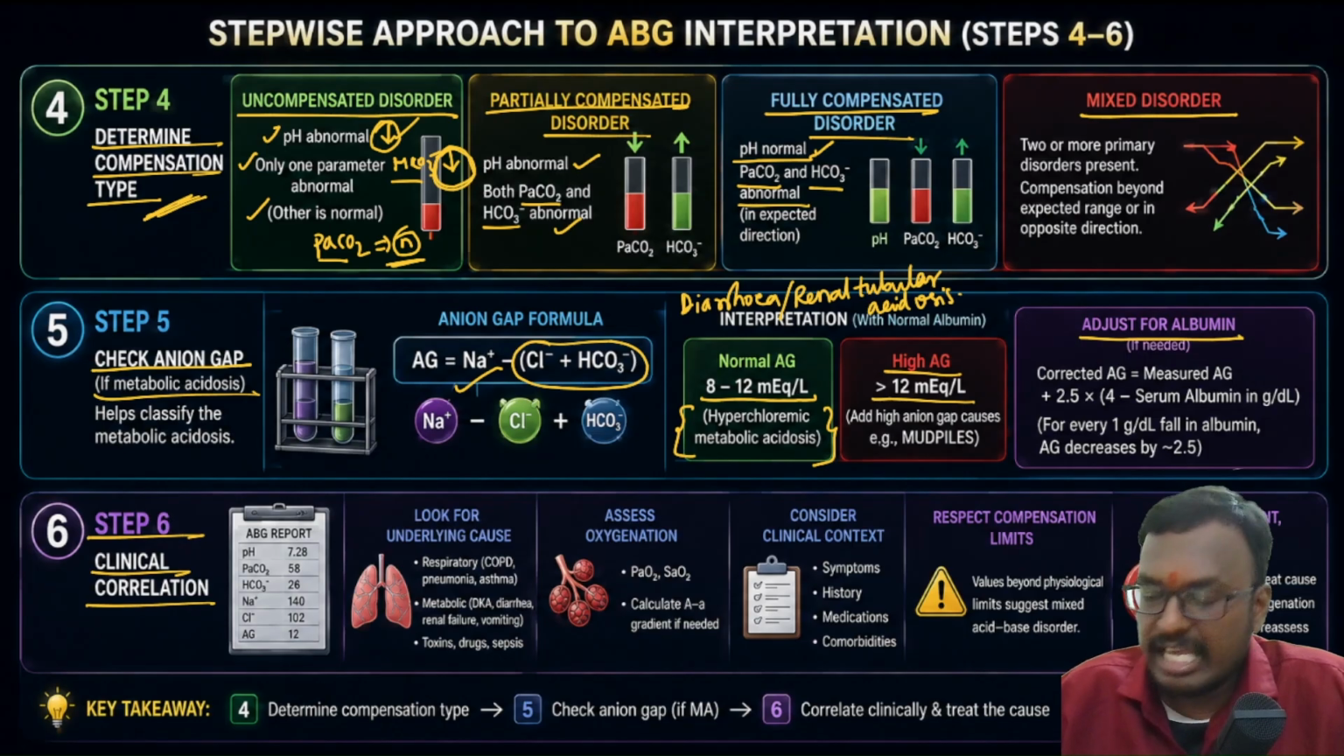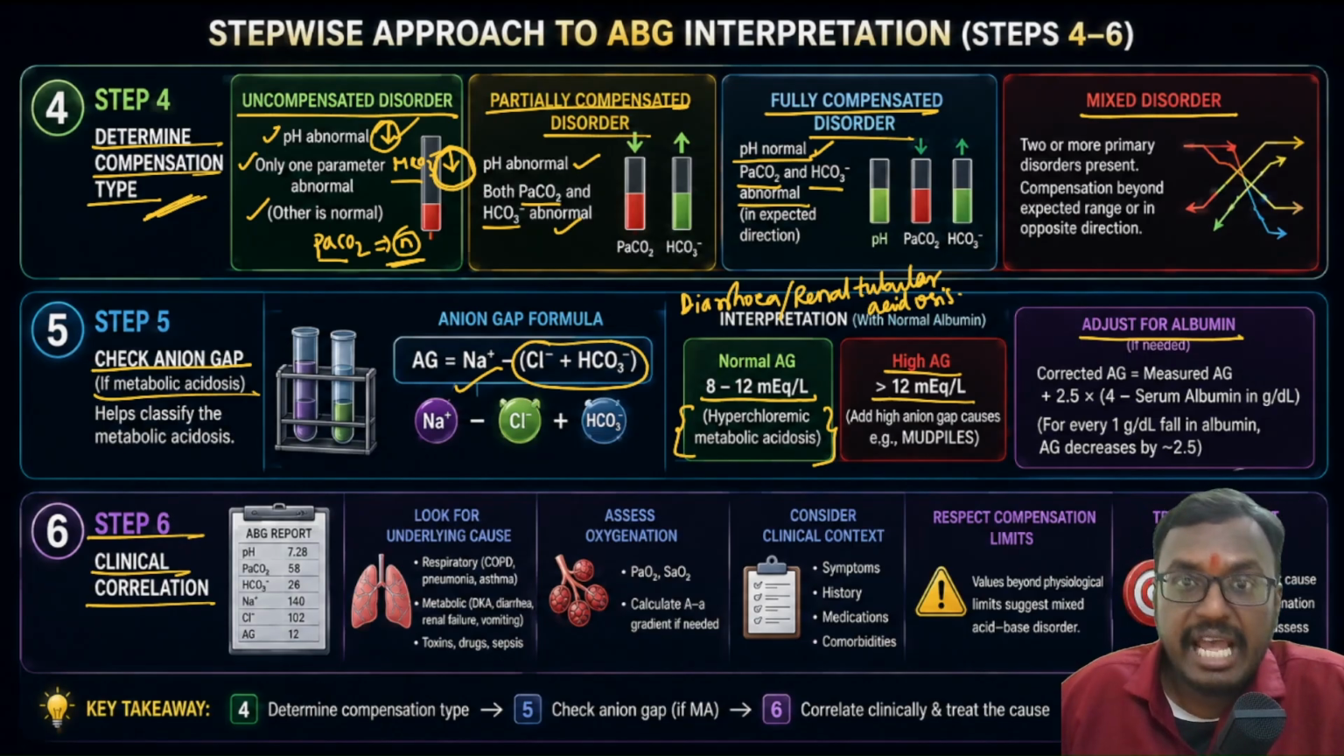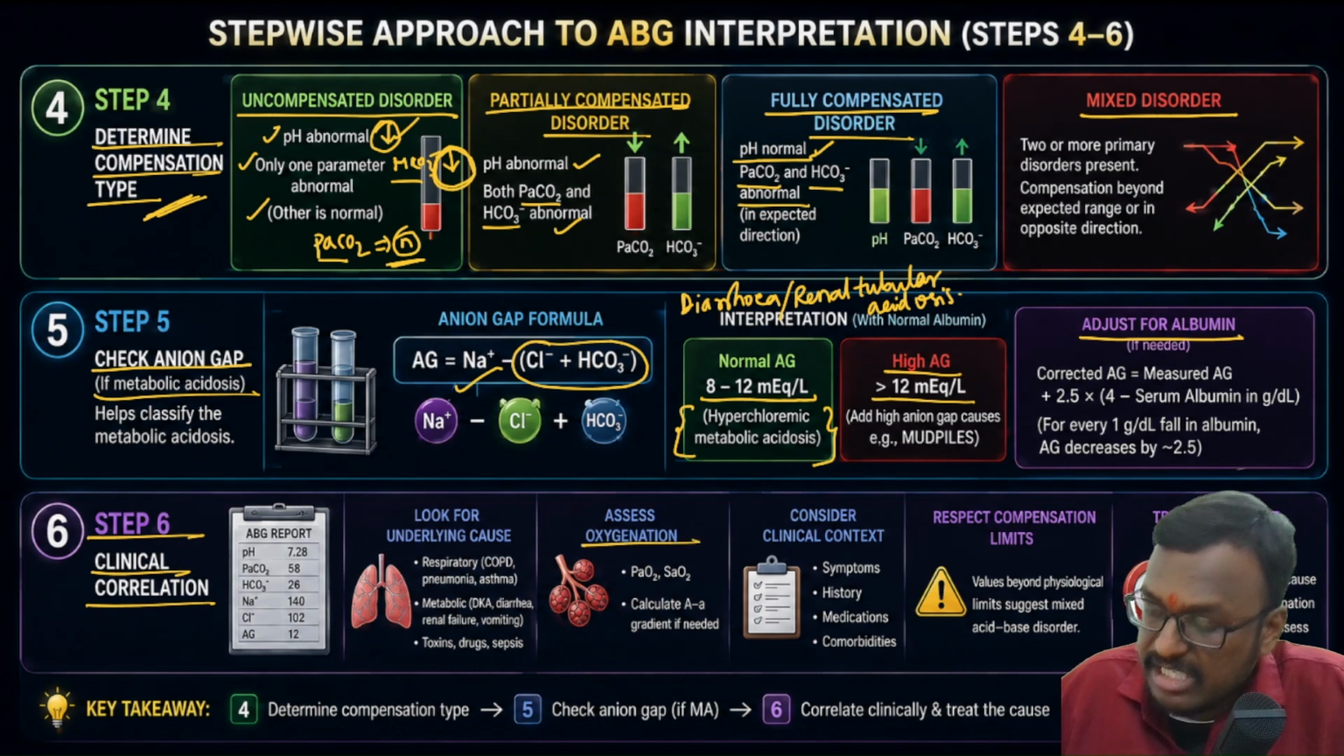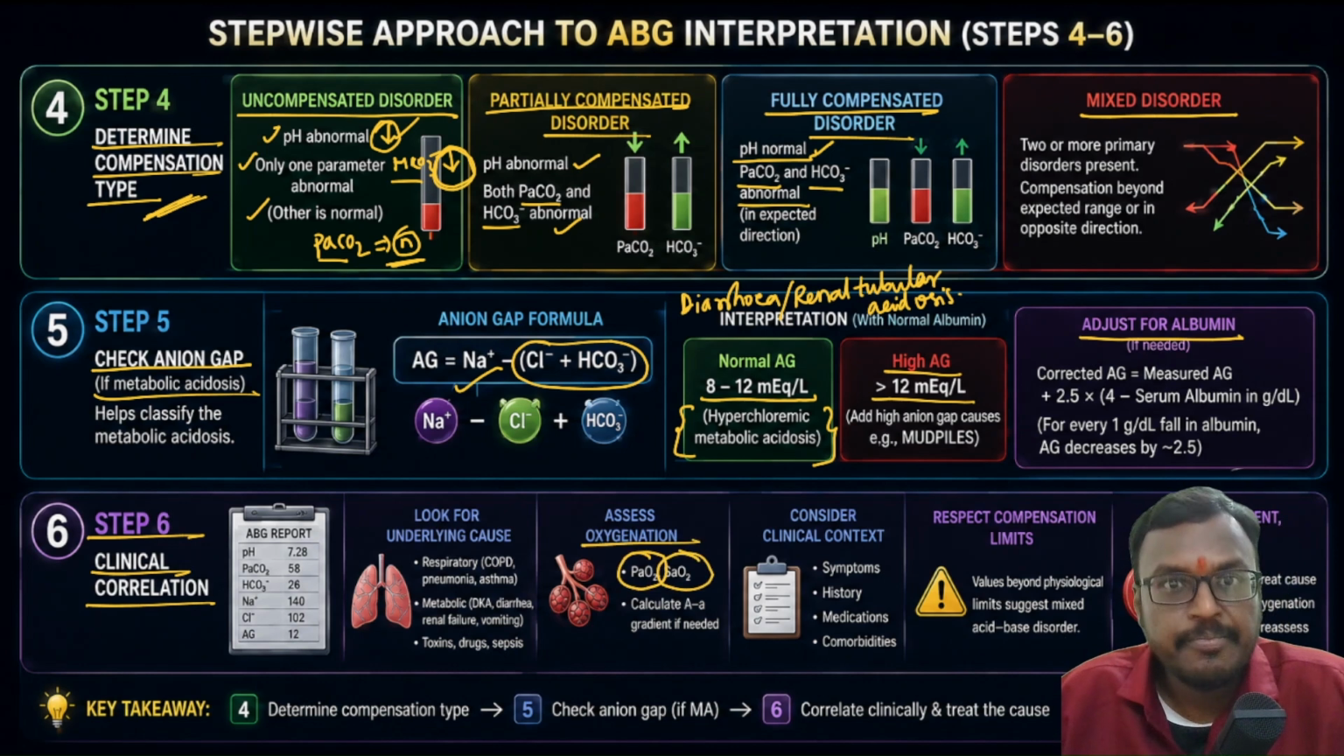In addition, ABGs are not just about the acid-base balance. You must also assess the oxygenation by using PaO2 values or oxygen saturation, and sometimes even the alveolar arterial gradient. Oxygenation problems may be immediately life-threatening. You must also correlate the ABG with the patient's symptoms, medical history, medications and comorbidities. For example, a COPD patient may normally have chronically elevated CO2 levels. So numbers alone are meaningless without proper context.